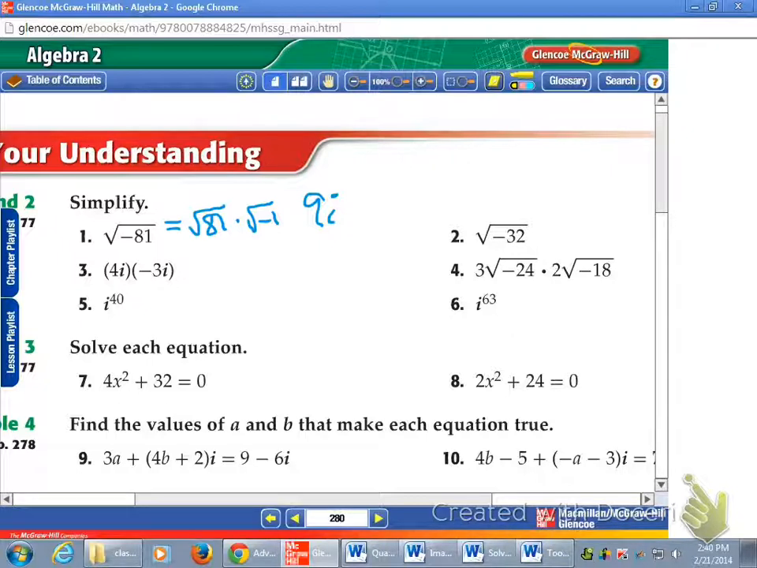What about number 2 right over here? 32 is not perfect, is it? So let's do a little simplifying. What'll give me the 32? Okay, 16 and 2. And what about the negative? Make that negative 1. The square root of 16 is 4. The square root of negative 1 is i. And I'm left with the square root of 2. So 4i square root 2.